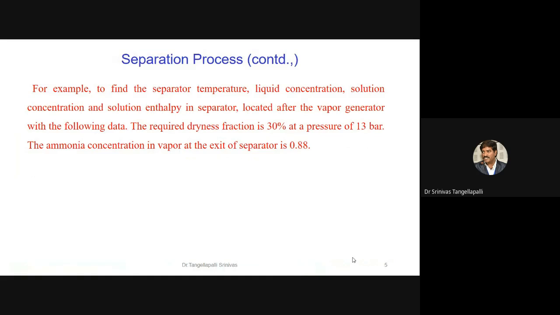Okay, see this separation process. I explained the separation process in the earlier explanation. For example, find the separation temperature, liquid concentration, solution concentration, and solution enthalpy in a separator located after the vapor generator, that's the boiler, with the following data. The required dryness fraction is 30% at the pressure of 13 bar, and the ammonia concentration in the vapor at the exit of the separator is 0.88.